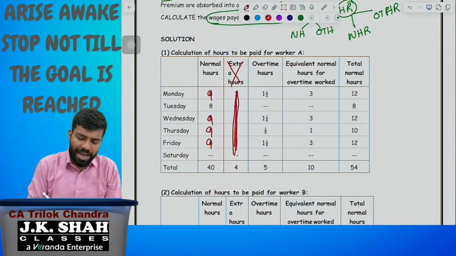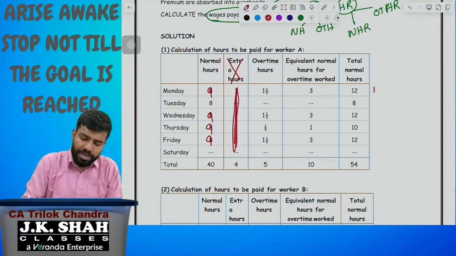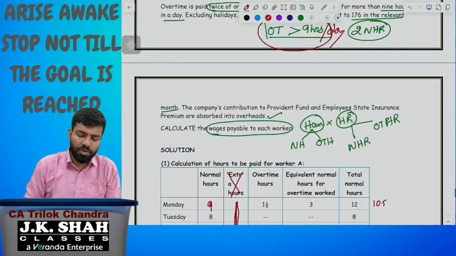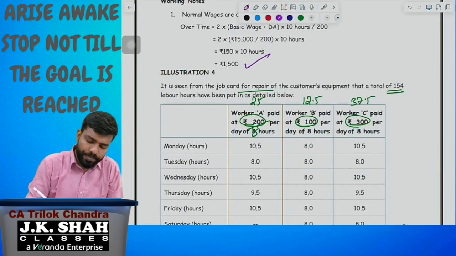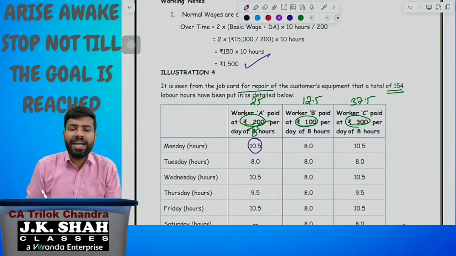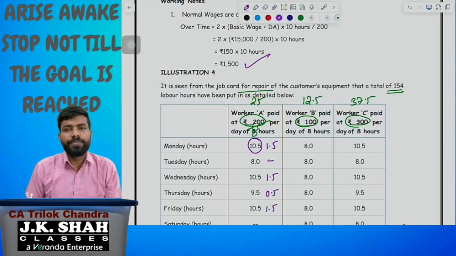Okay now. So here normal hours 9, overtime hours 1.5. Total it is 10.5. Look at the question. Total time is 10.5. 9 hours is the normal time, 1.5 hours is the overtime. 8, there is no overtime, 0. Here it is 1.5 hours. Here it is 0.5 hours. Here it is 1.5 hours.